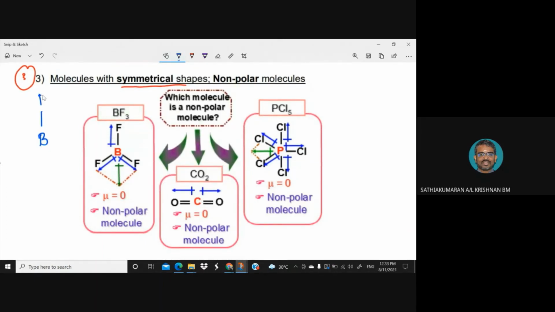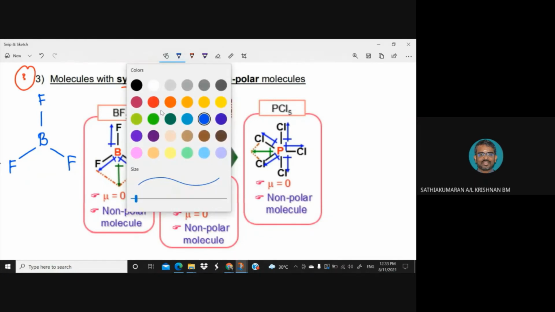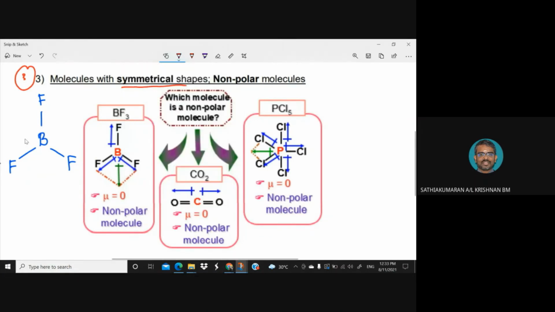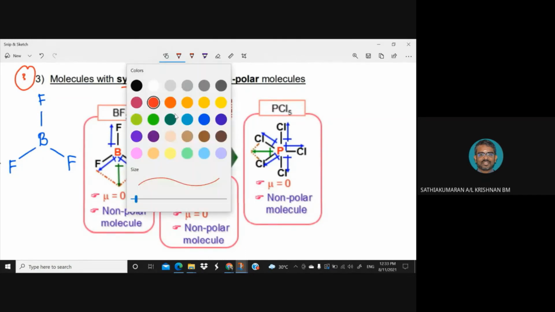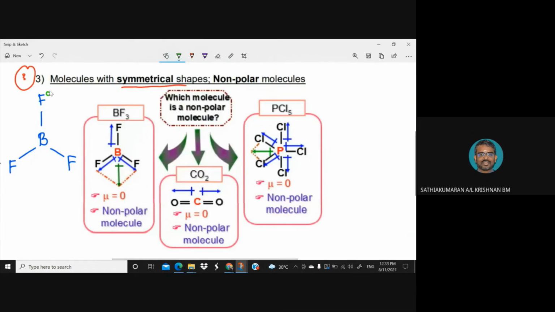BF3, trigonal planar. So let us see how to label dipole positive, dipole negative. Which atom is more electronegative? Fluorine. So fluorine here will be dipole negative, here dipole negative, dipole negative, and here dipole positive.